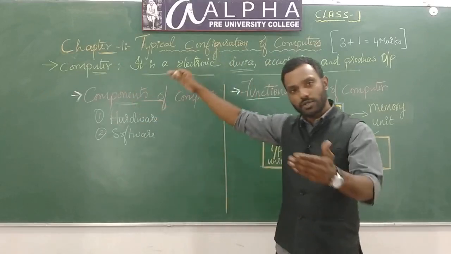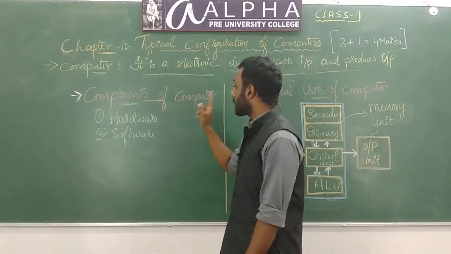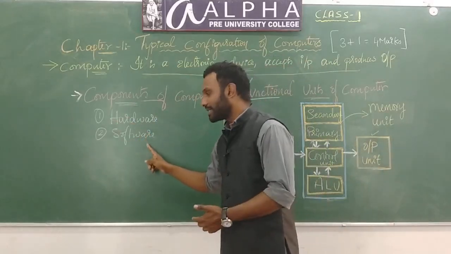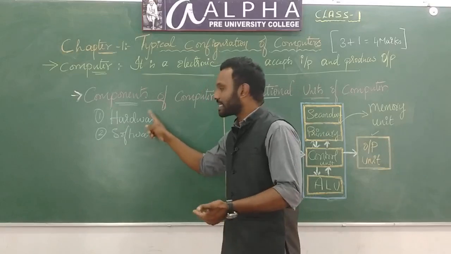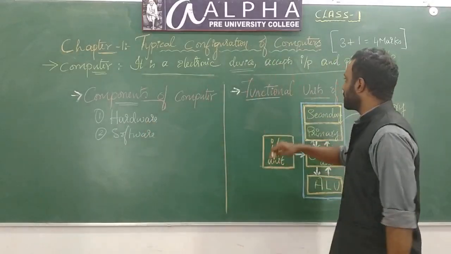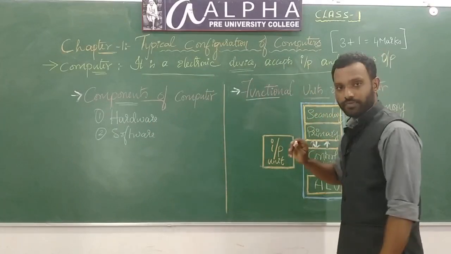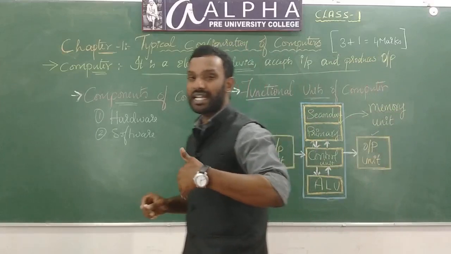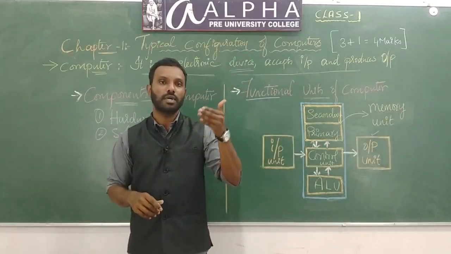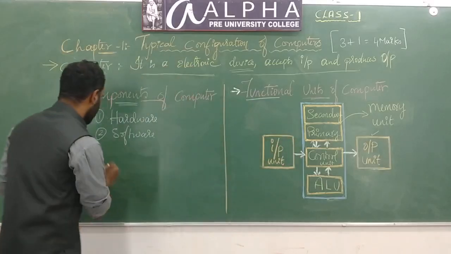Now I shall return to the definition again. It's an electronic device. From device I got hardware. From hardware I got to know I should have software to make this hardware work. Now moving further with the definition, which accepts input and produces output. Accepting input means someone has to give the computer some inputs. That input we call data.